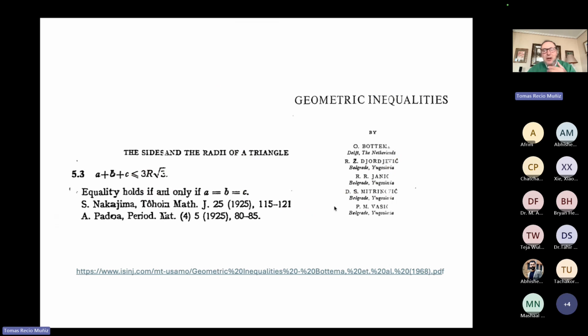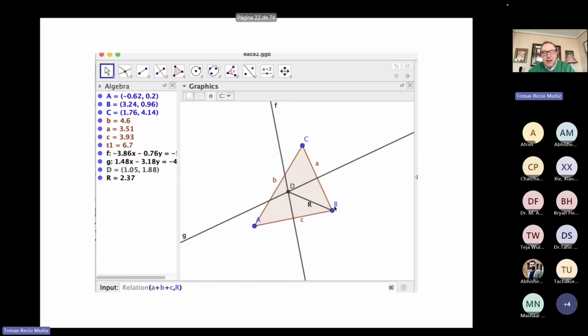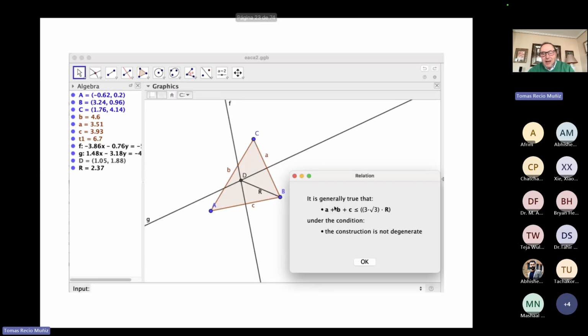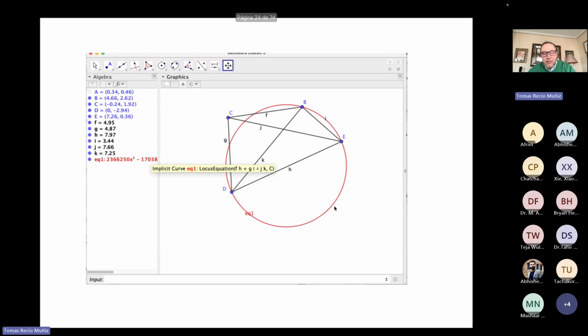This is a classical book by Botema et al. on geometric inequalities, asking again about the sum of the sides of the triangle and the radius of the circumcircle. I asked what is the relation, and the answer is 3 square root of 3 times the circle radius. So you can see it's really powerful.